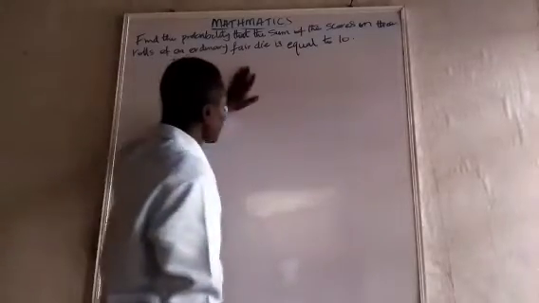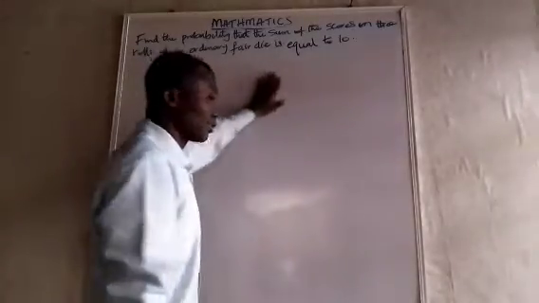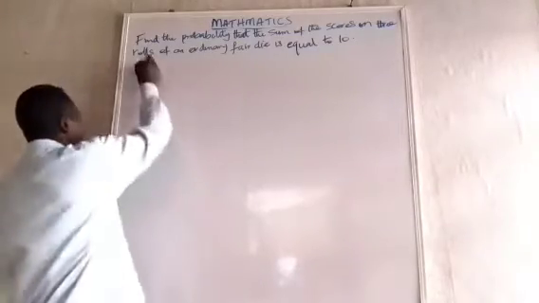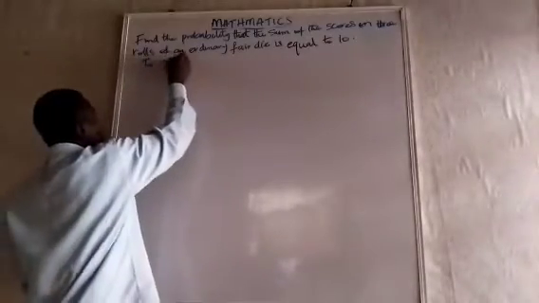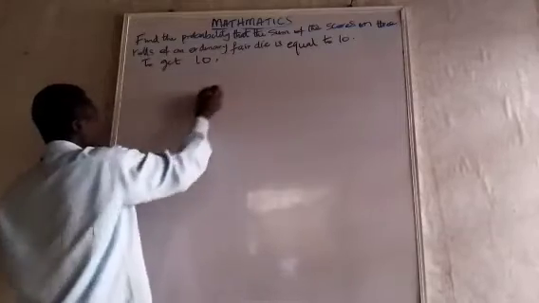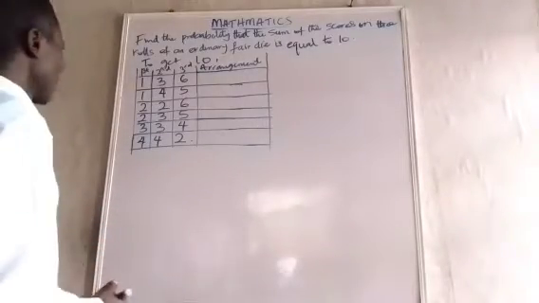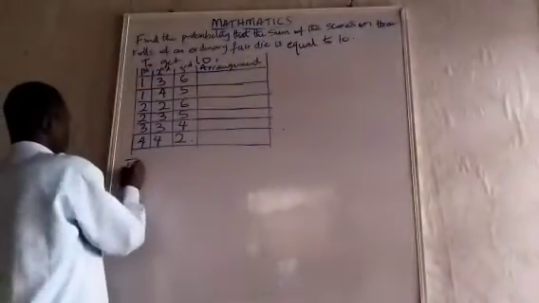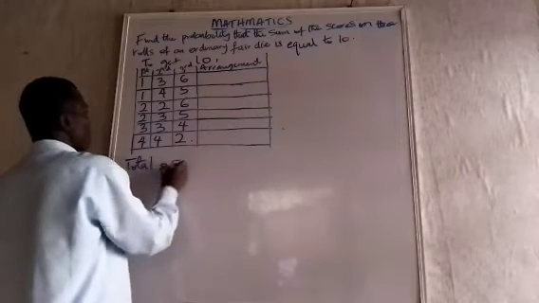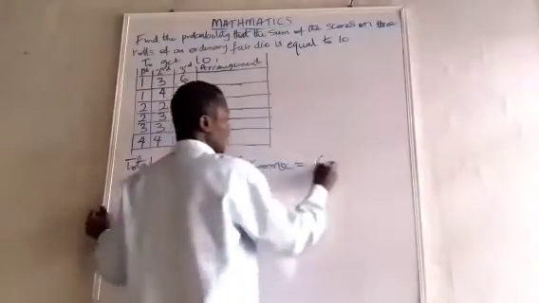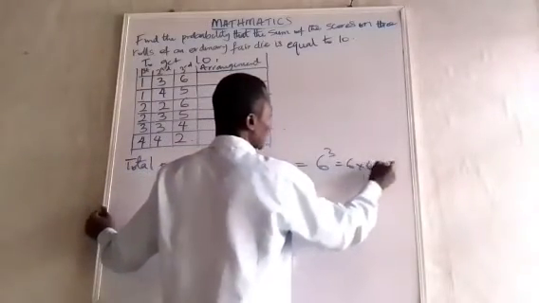Let's look at this one as well. Find the probability that the sum of the scores on 3 rolls of an ordinary fair die is equal to 10. Let's look at the possible ways of getting 10. We have seen that a die is rolled thrice. The total possible outcome is 6 raised to the power 3, 6 times 6 times 6.